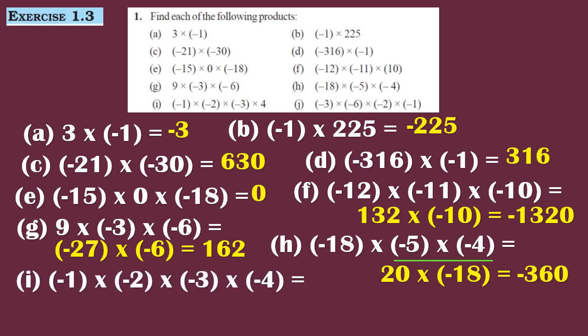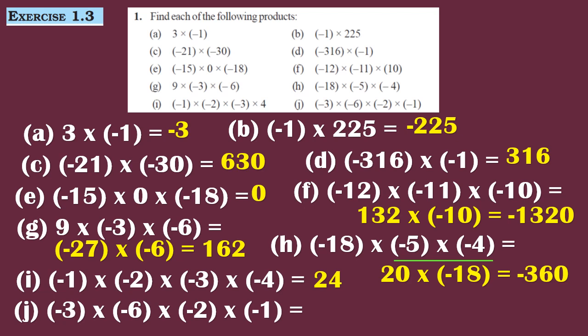Now here minus 1 into minus 2 into minus 3 into minus 4. All are negative. Total 4 negative integers are there. 4 is an even number. So the answer is positive. It is 24. And the last one, here also there are 4 integers, and all 4 integers are negative. So again an even number of negative integers are there. So the answer is again positive. So it will be 36.